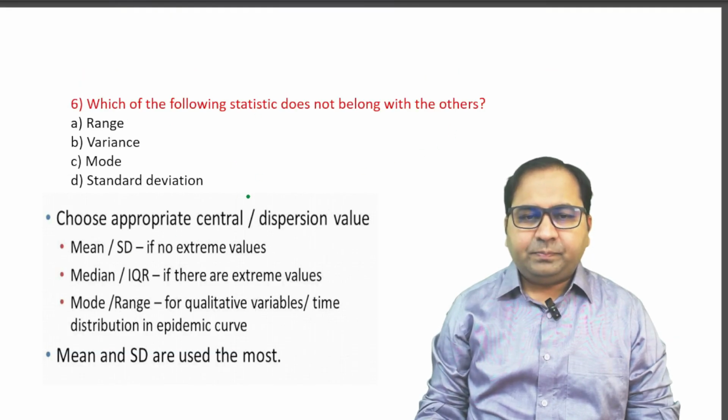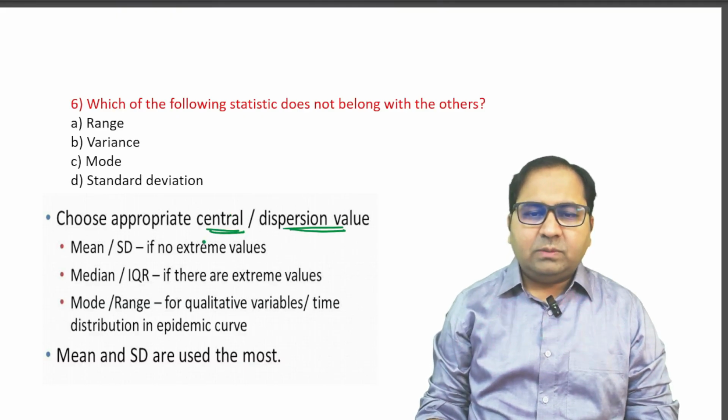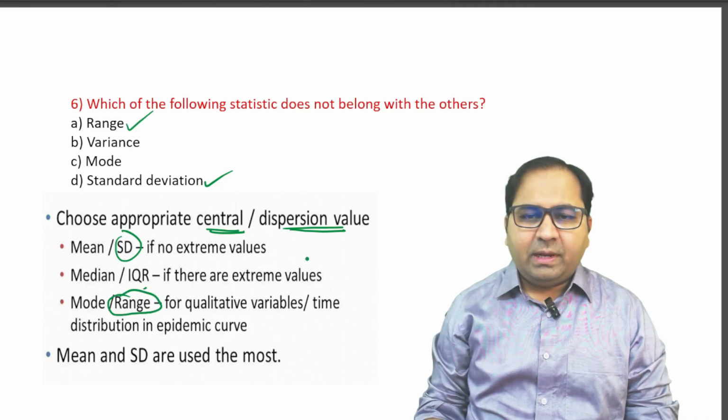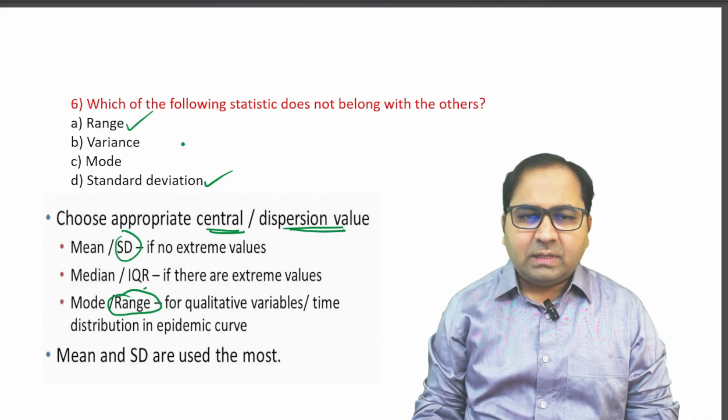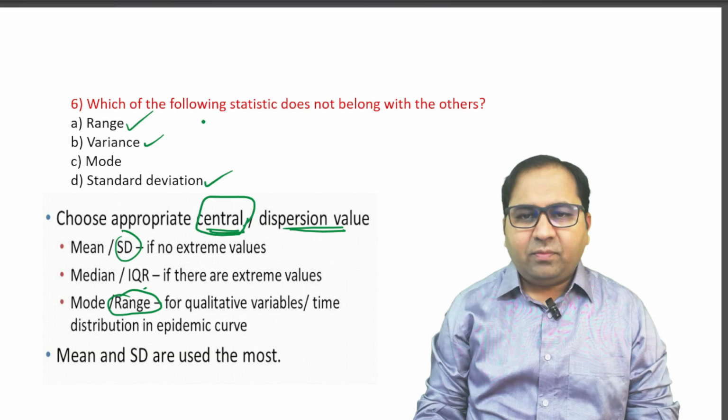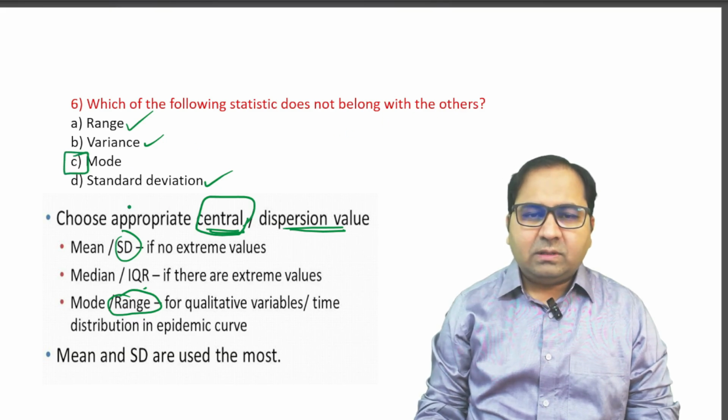Now see over here, we have central tendencies and then you have dispersion values. Among the dispersion values you have standard deviation. Standard deviation is mentioned over here. Then you have interquartile range. You have range. Range is also mentioned over here. Then you have variance. Variance comes from the standard deviation, so it will be here. Mode belongs to the central tendency. It is not a dispersion value. So therefore it does not belong with the others of this group.